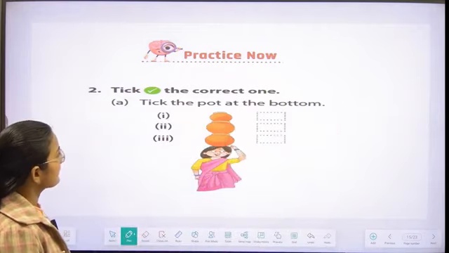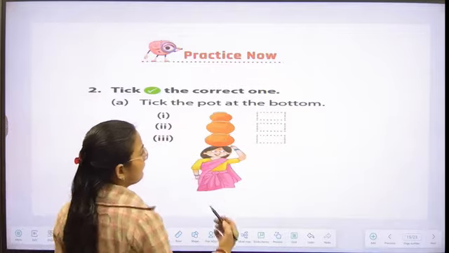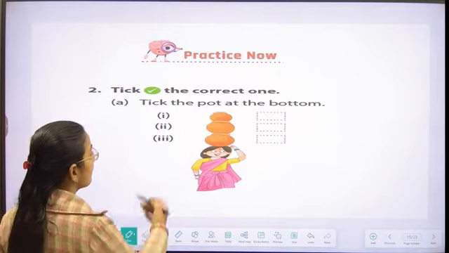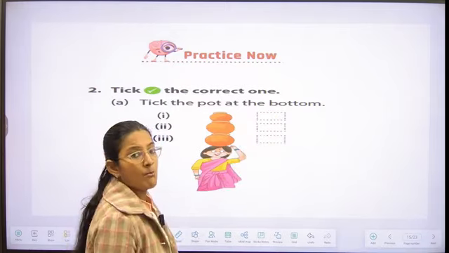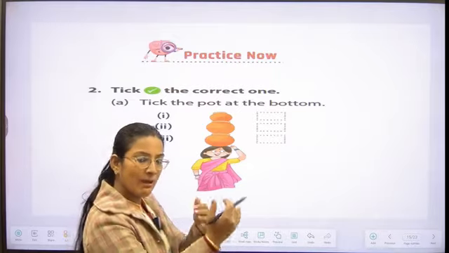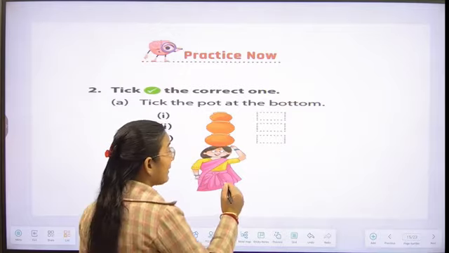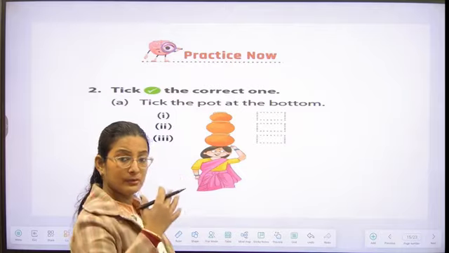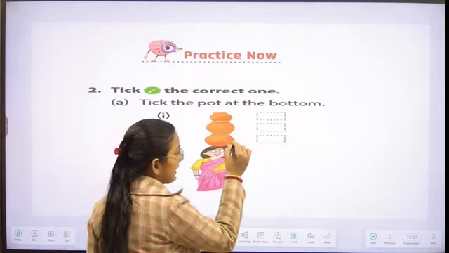Read the question. We have to tick the correct one. Let's read the first part. Tick the pot at the bottom. Bottom means we have to tick the pot which is at the bottom, जो सबसे नीचे रखा हुआ है. So there is one lady. She is carrying 3 pots on her head. So which pot is at the bottom? This pot is at the bottom.